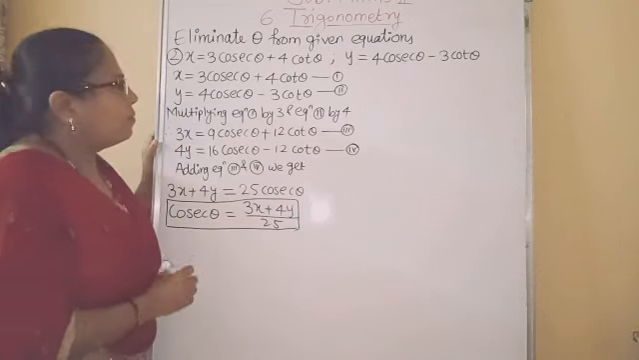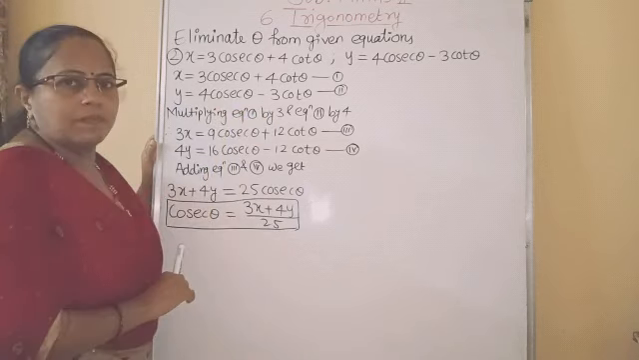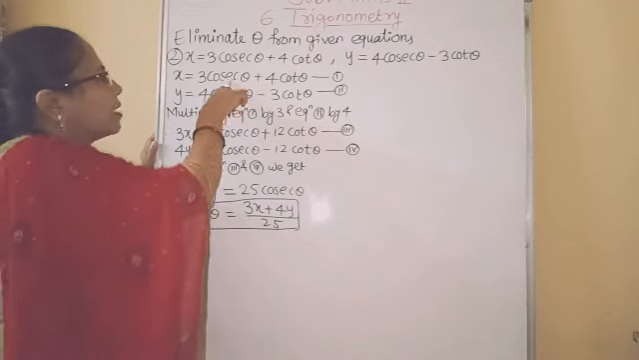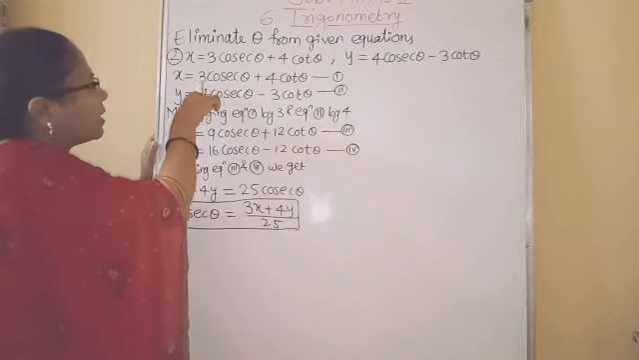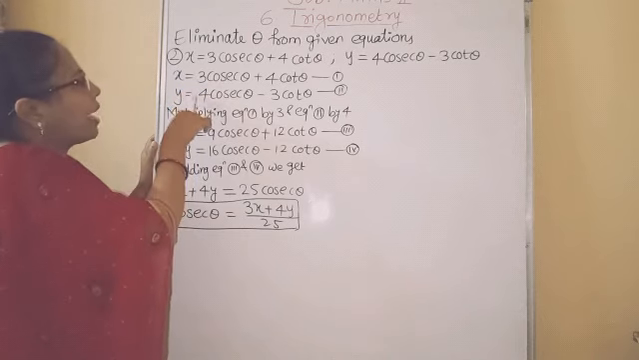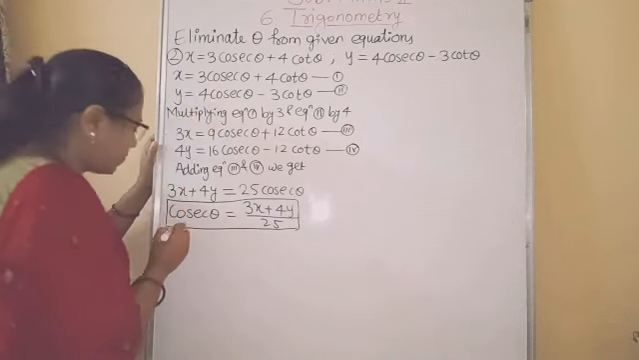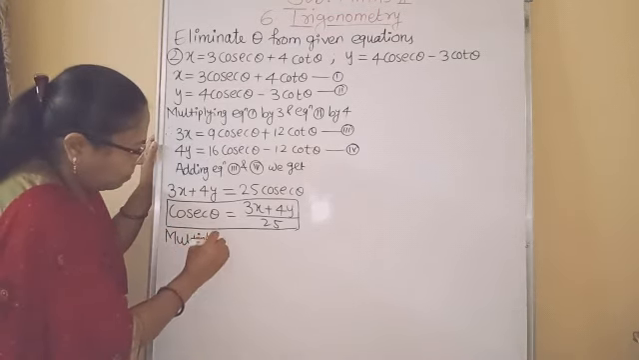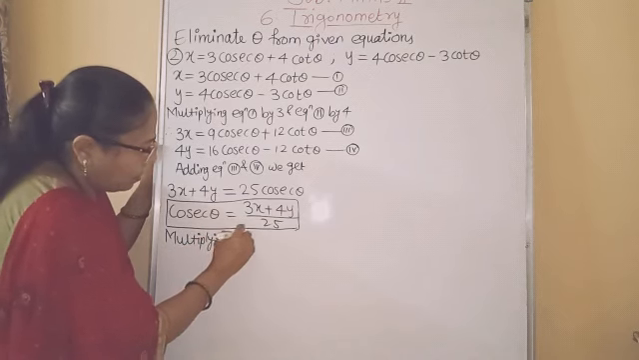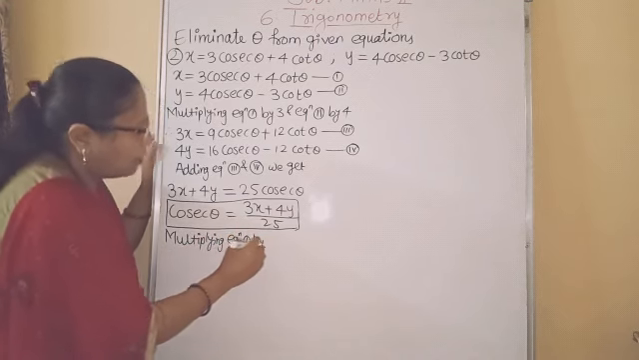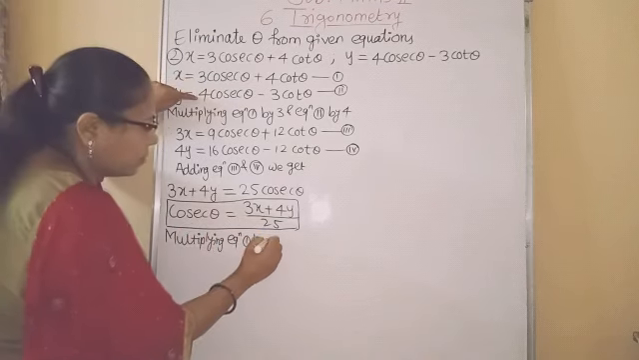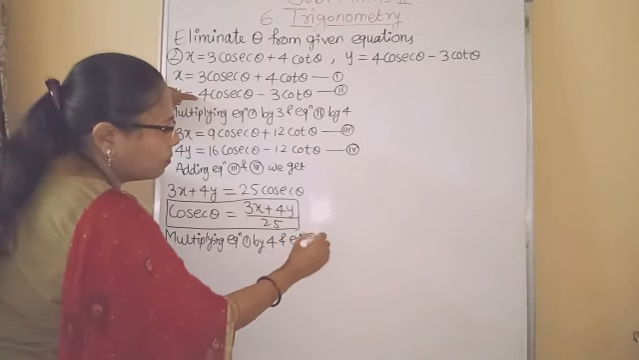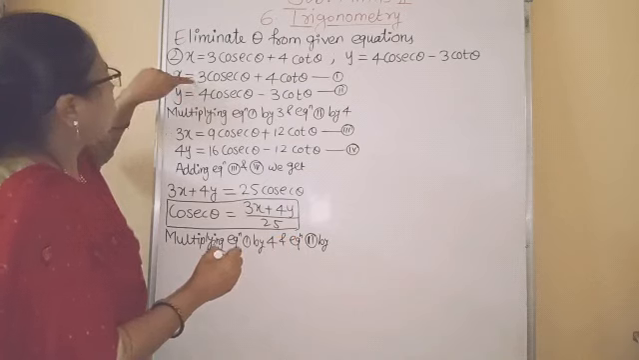Okay. Now we will find cot theta. To find the value of cot theta, we have to eliminate cosec theta. And for that we have to multiply the first equation by 4 and the second equation by 3. Multiplying equation 1 by 4 and equation 2 by 3.